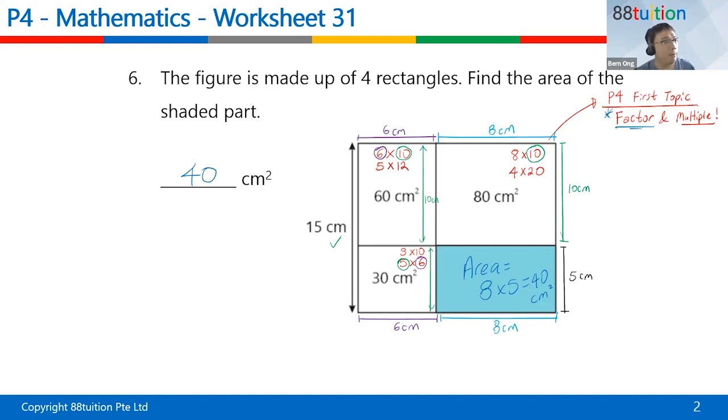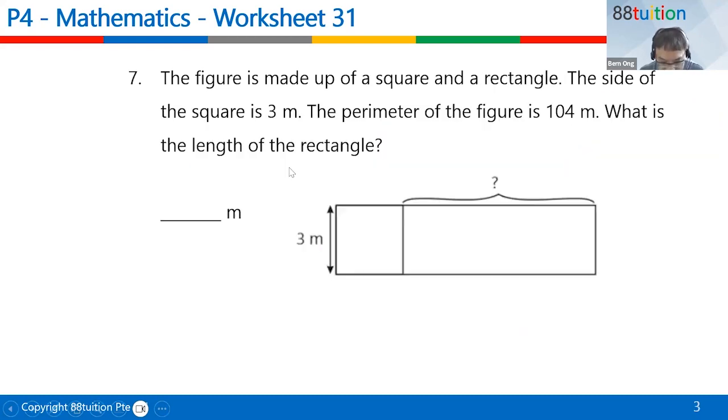Moving on to question 7 from last week's worksheet. Question 7, let's go. The figure is made out of a square. Where is the square? Obviously, this is the square. If this is a square, I'll write 3 meters here, 3 meters here, and 3 meters here. And a rectangle. This is a rectangle. The side of the square is 3 meters. The perimeter of the figure is 104.